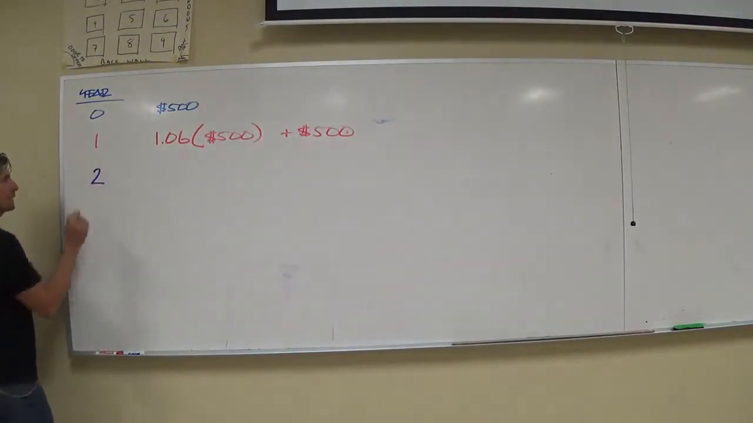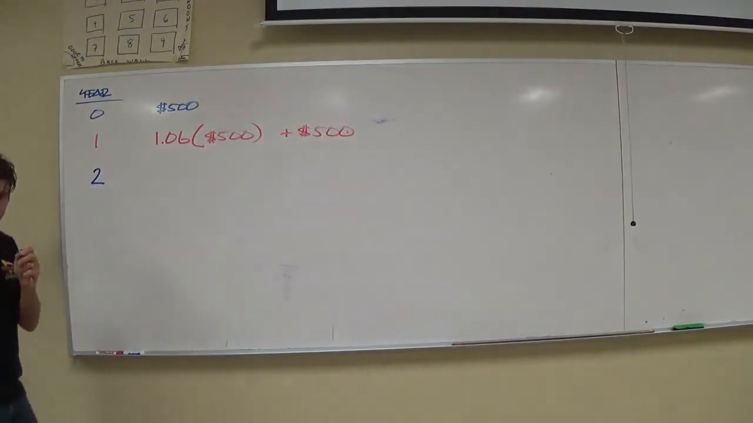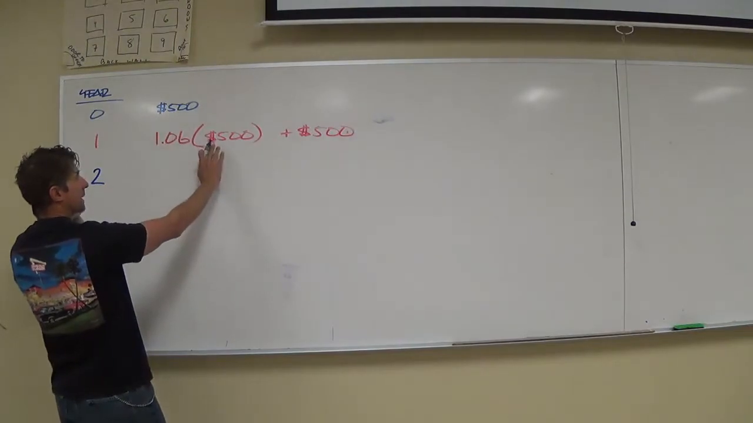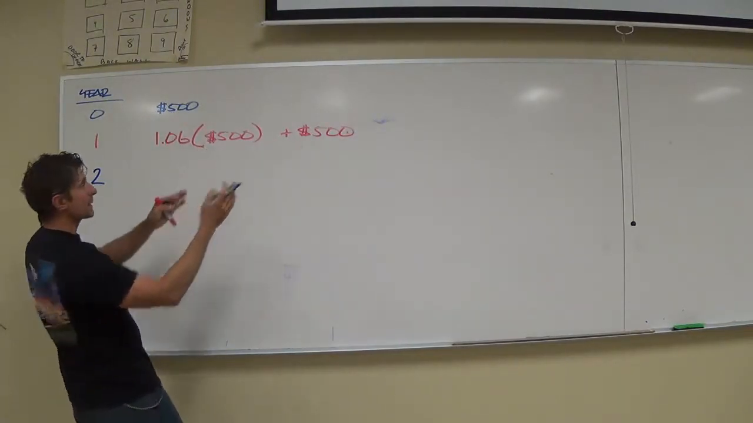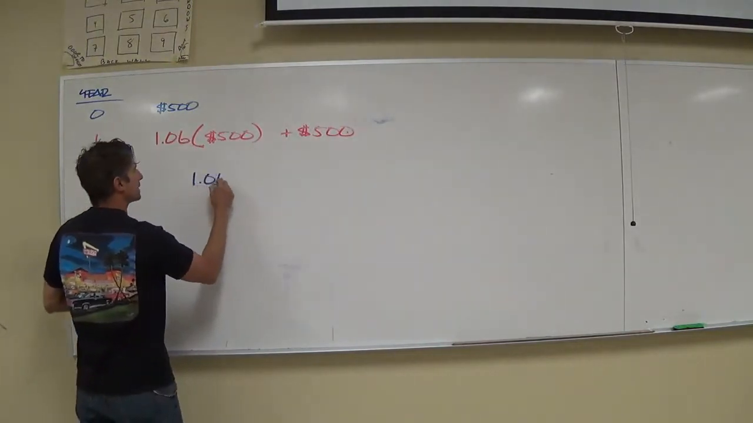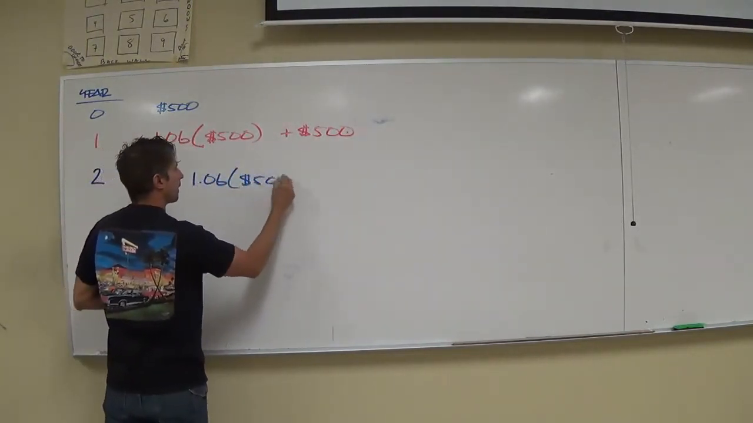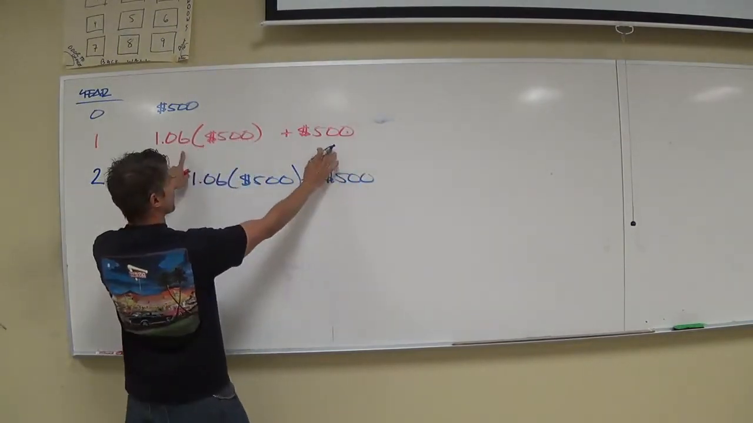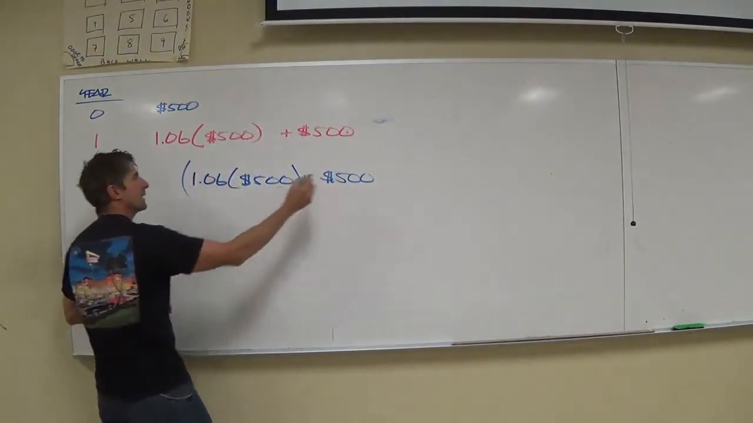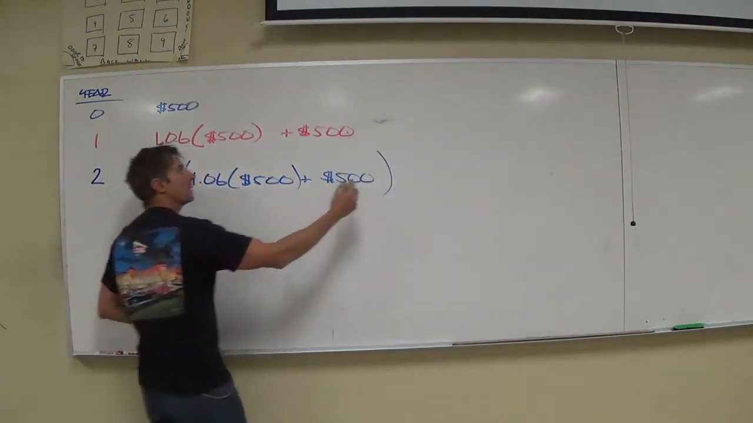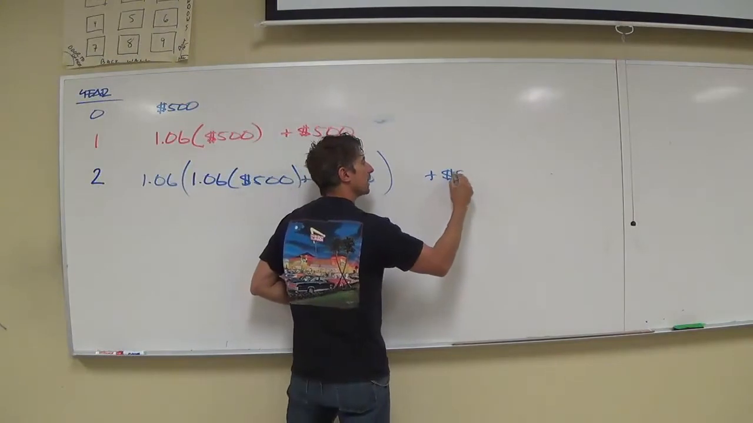Okay. So what happens at year 2? Now remember what happened at year 1. Whatever was up here got dragged down to here. Well, the same thing's going to happen, except we have to drag all of this down to here. So we've got to take this, which is this, and then we have to take 106% of that, and then Pop adds 500 bucks on.